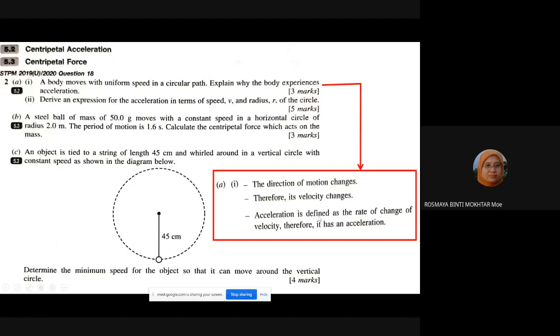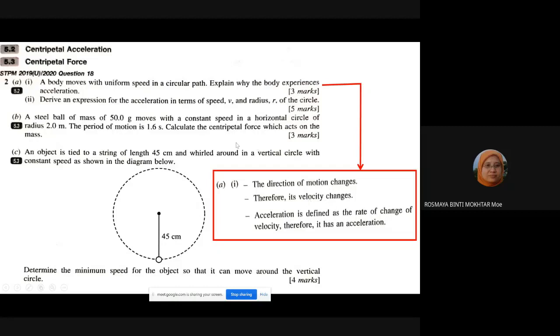Therefore, acceleration also changes because, again, I repeat, acceleration is the rate of change of velocity, or v minus u per t. If in the form of an equation, v minus u per t; in a statement, we say rate of change of velocity. So v minus u changes, which means acceleration also changes. That's why we say the body experiences acceleration, even though the speed is constant, because the velocity changes.